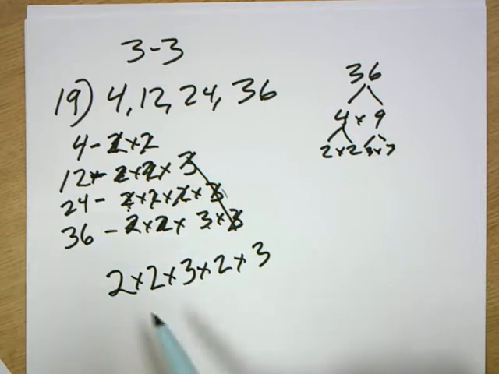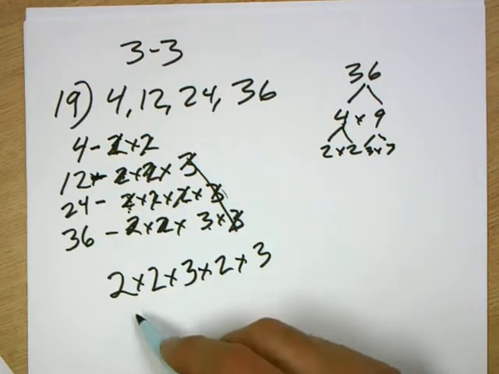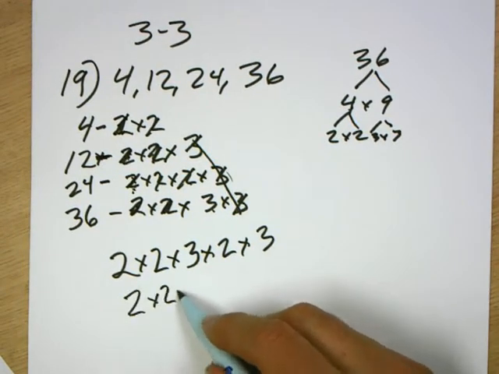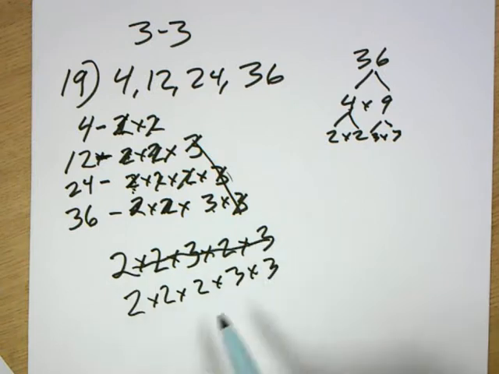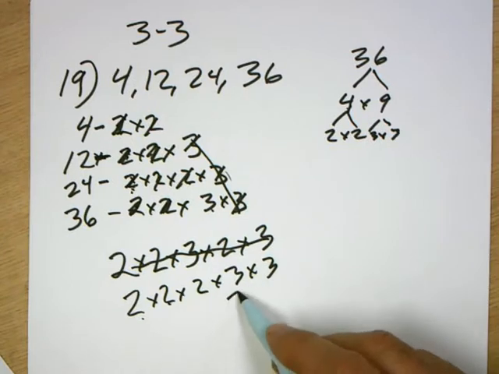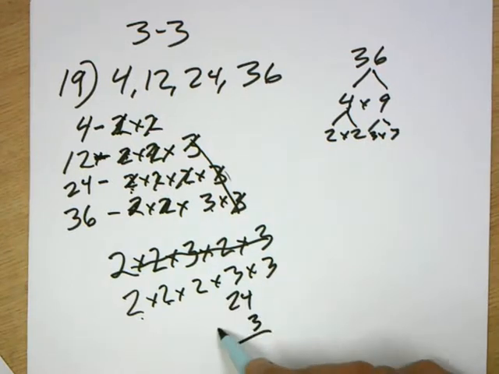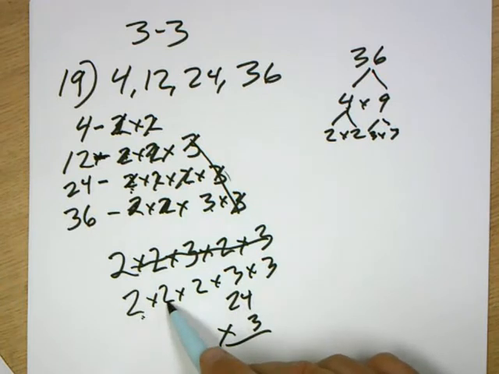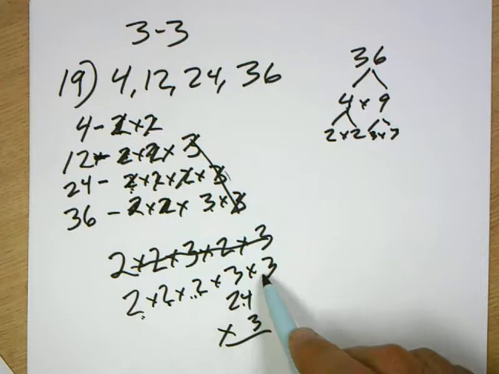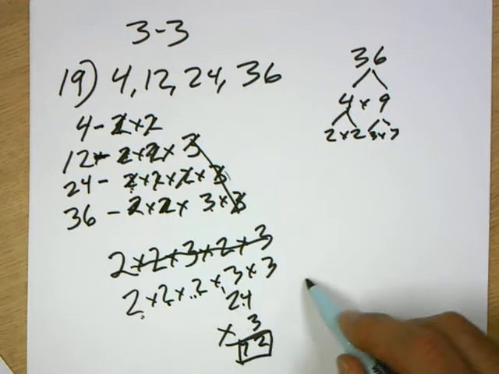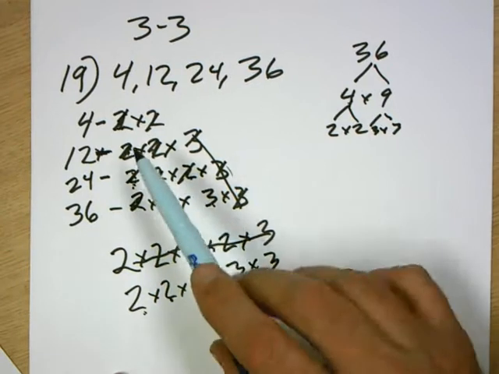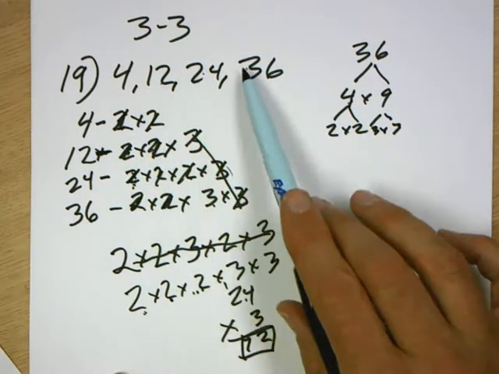So I have 2 times 2 times 3 times 2 times 3. Well, the commutative property says I can say 2 times 2 times 2 times 3 times 3. That's the same thing, I'm just putting it in a different order. So 2 times 2 is 4, 4 times 2 is 8, 8 times 3 is 24, and 24 times 3 is 72. So my LCM between 4, 12, 24, and 36 is 72.